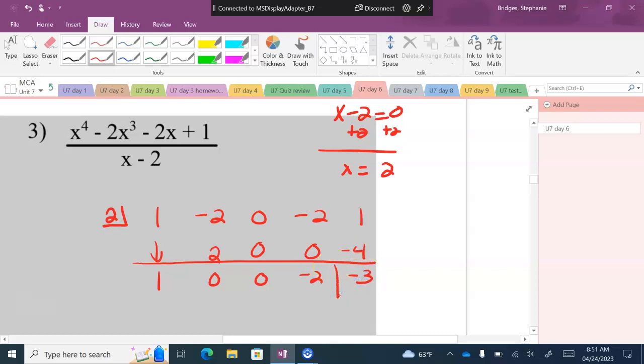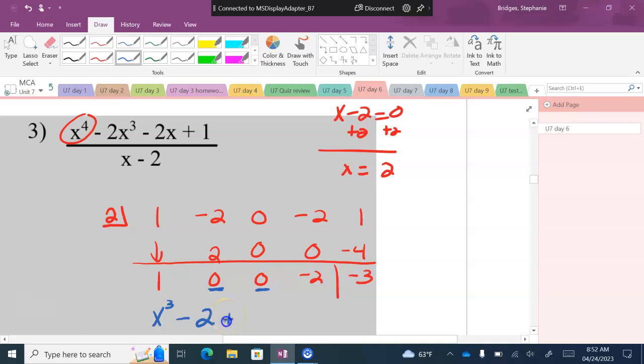This time I have a remainder, don't I? Okay, so I started with an x to the 4th. What is the coefficient of this one going to be? 1x to the 3rd. How many x squareds do I have? 0. Do I need to write that then? Okay. How many x's do I have? 0. So I don't need to write an x either. And then my constant term, that last one, is going to be -2. But I do have a remainder.